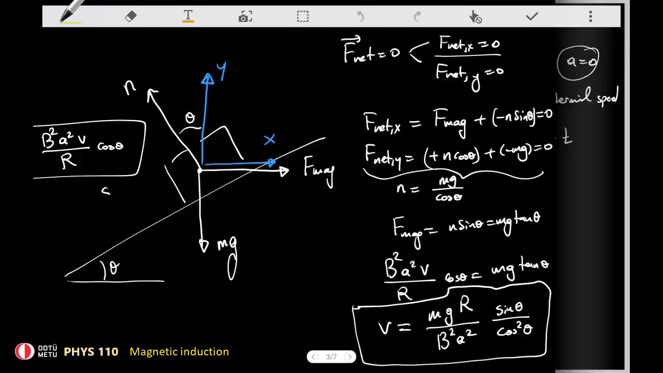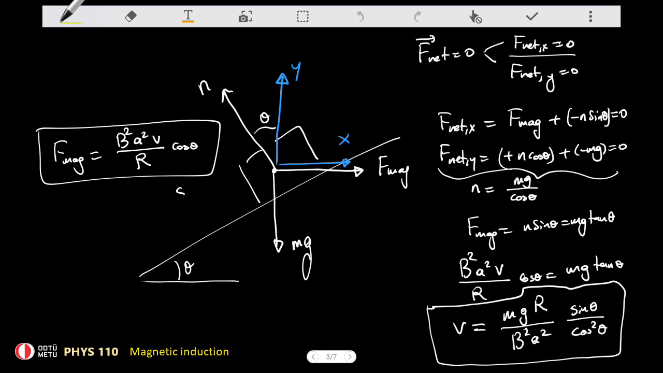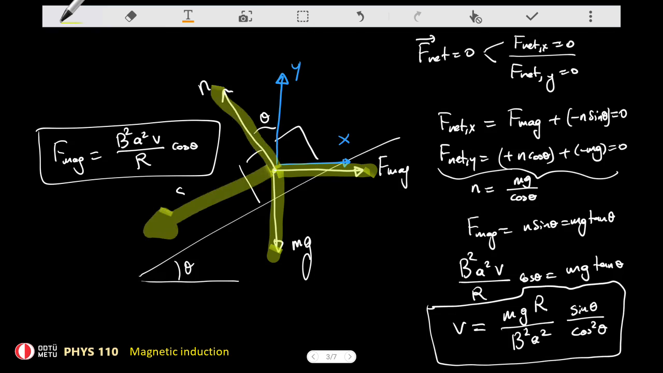Let me go back to the free body diagram in here. This is the magnetic force, this is the weight force, and that's the normal force, and the velocity vector is pointing downward. So the sum of these three forces is equal to 0. Therefore, this implies that the power transferred by these forces on the bar should be 0.